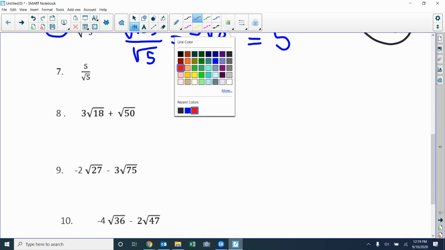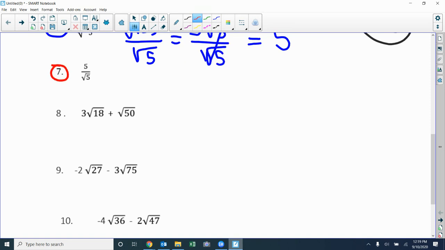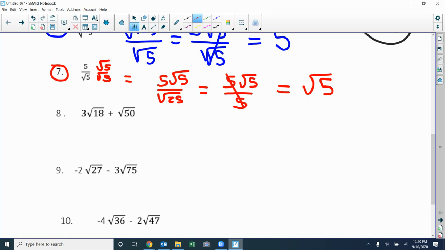On to the next problem here, number 7. Here we're gonna have to rationalize. Multiply both top and bottom by square root of 5. I'm gonna have 5 square roots of 5 over the square root of 25, right? Of course, the square root of 25 is 5. So now I'm down to 5 square roots of 5 over 5. Again, just like the previous problem, what can 5s do? Cancel. And this ends up being square root of 5.